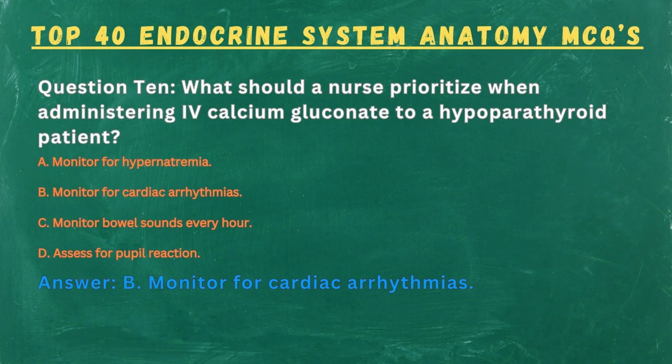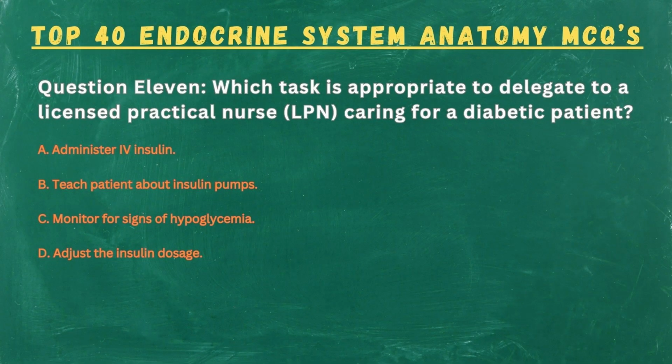Answer: B. Monitor for cardiac arrhythmias. Question 11. Which task is appropriate to delegate to a licensed practical nurse, LPN, caring for a diabetic patient? A. Administer insulin. B. Teach patient about insulin pumps. C. Monitor for signs of hypoglycemia. D. Adjust the insulin dosage.